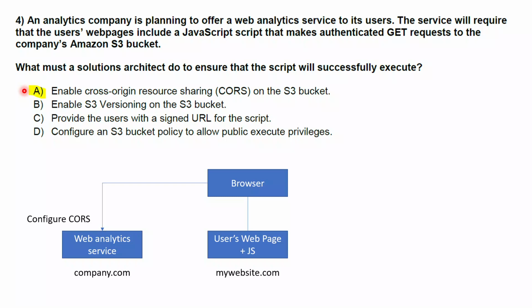Choice A looks valid. Choice B talks about S3 versioning. We don't need versioning for this particular question. A signed URL for the script may solve a different problem. The primary issue here is the cross-origin call. So this is also not a valid choice. Now, there is no execute permission for S3 buckets. For hosting scripts in an S3 bucket, we need to ensure the caller has read access. So among these choices, choice A is valid.